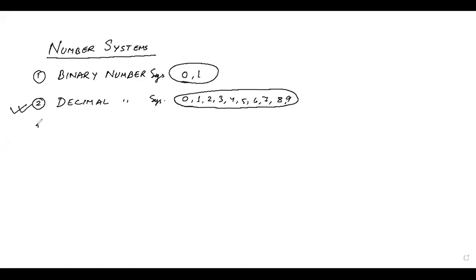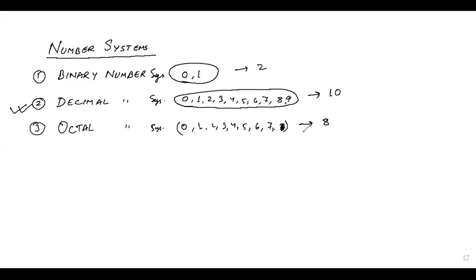The third one is octal. We have to see the octal number system where the base units are, so here the base units are 2, here the base units are 10, here the base units are octal, meaning 8. So we have 0, 1, 2, 3, 4, 5, 6, 7. Sorry, not 8, it is only up to 7. So we have a total of 8 base units. Now the fourth one is hexadecimal.